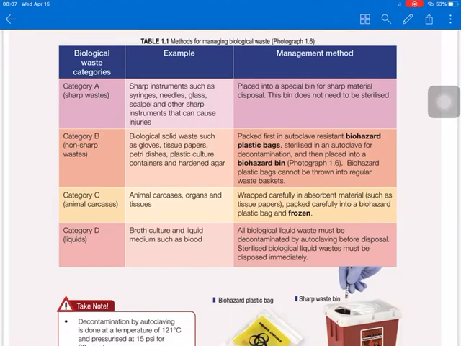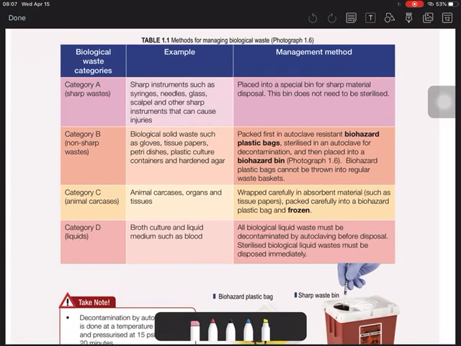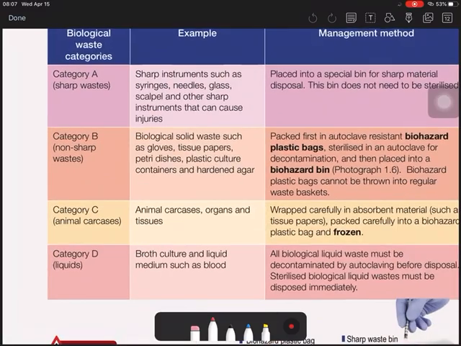Alright, so we are back. Now I'm going to talk about the different types of biological waste and how to handle them. In a lab we have lots of waste. We have sharp waste, non-sharp waste, liquid waste, and solid waste, and they fall into different categories. I'm going to go through them one by one.